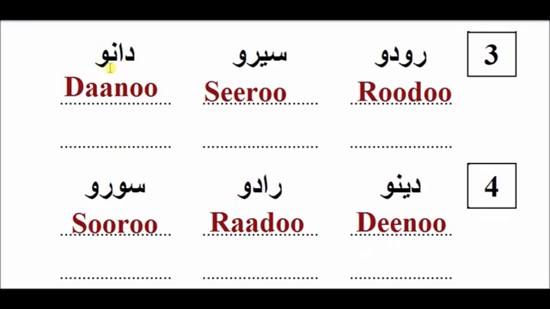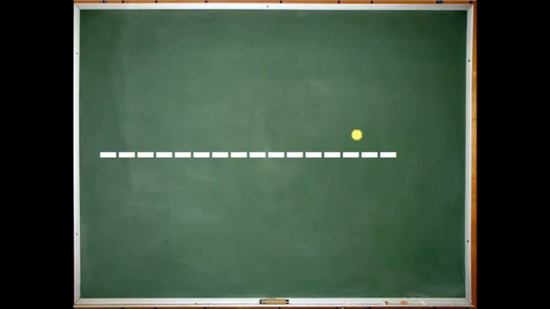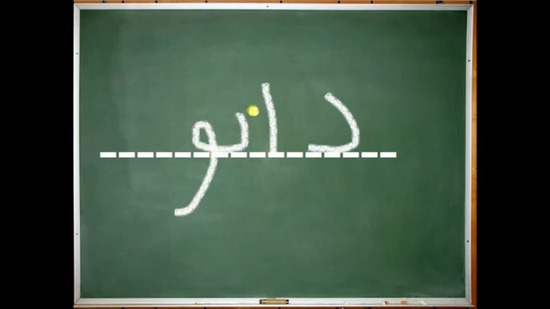The next word was Danu. Danu. Written: the daal, the alif, the noon connecting to the wow. Then we'll put the dot on top of the noon. Danu. Daal, not a connector, doesn't connect to any letter after it. Alif, not a connector, doesn't connect to any letter after it. The noon, a connector, connects to any letter after it. And the wow is not a connector.